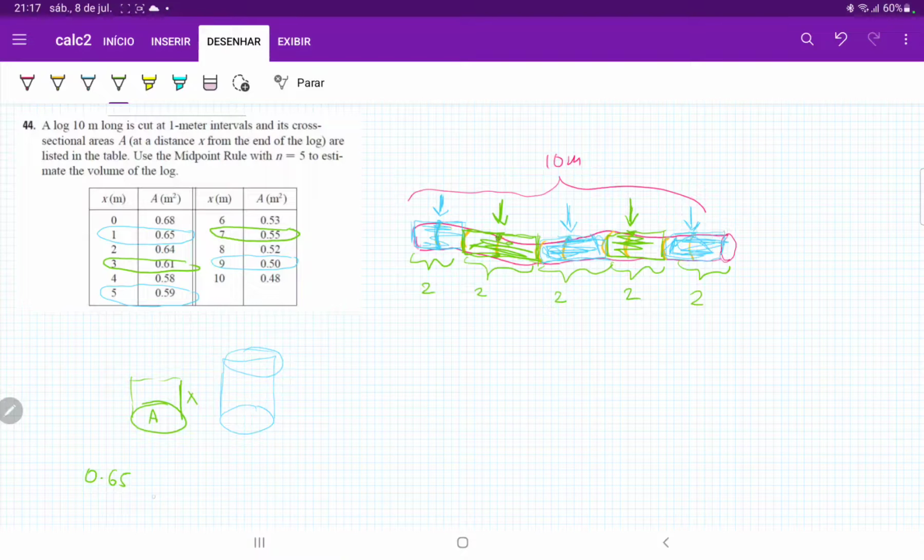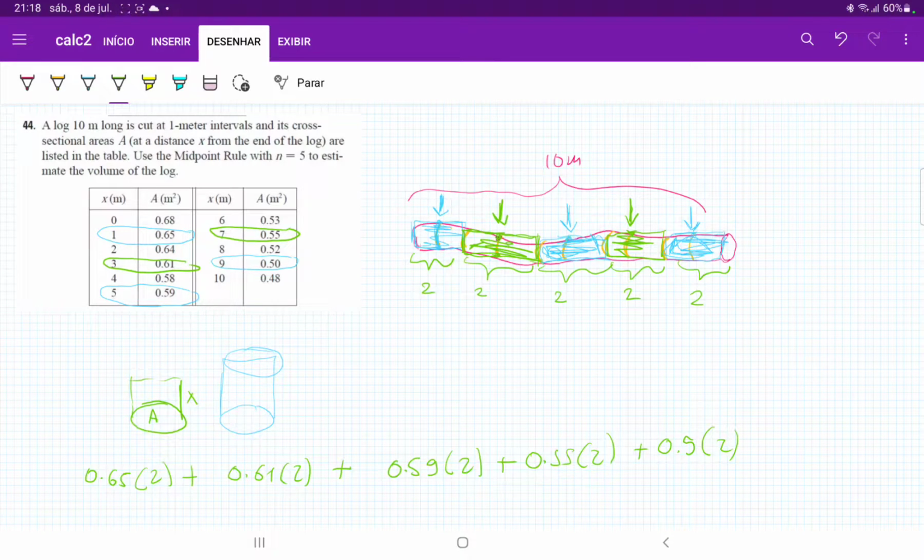So for the first one, it's going to be 0.65 times 2, plus the second is 0.61 times 2, the third is 0.59 times 2. And then the fourth will give us 0.55 times 2. And lastly, plus 0.9 times 2. So let me put this in my calculator to add it up. Plus 0.61, plus 0.59, plus 0.55, and oops, I wrote 0.9, but it actually should be 0.5. 0.5 times 2, plus 0.5, and all of this times 2.